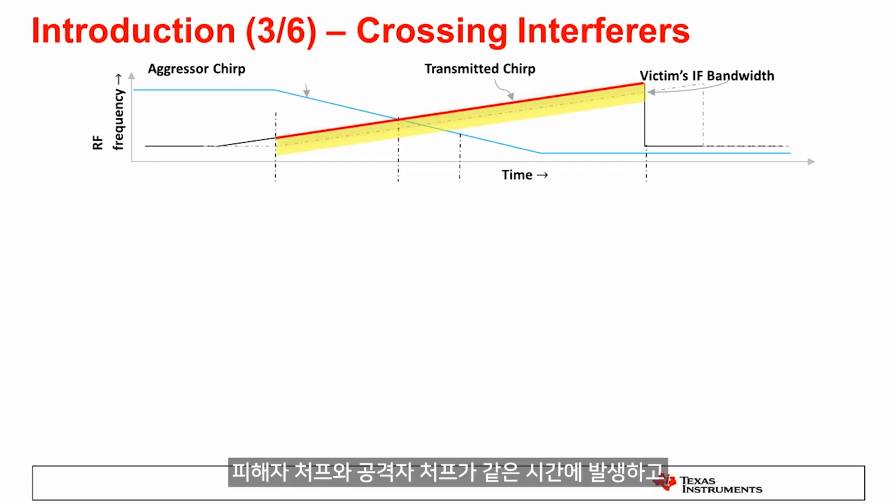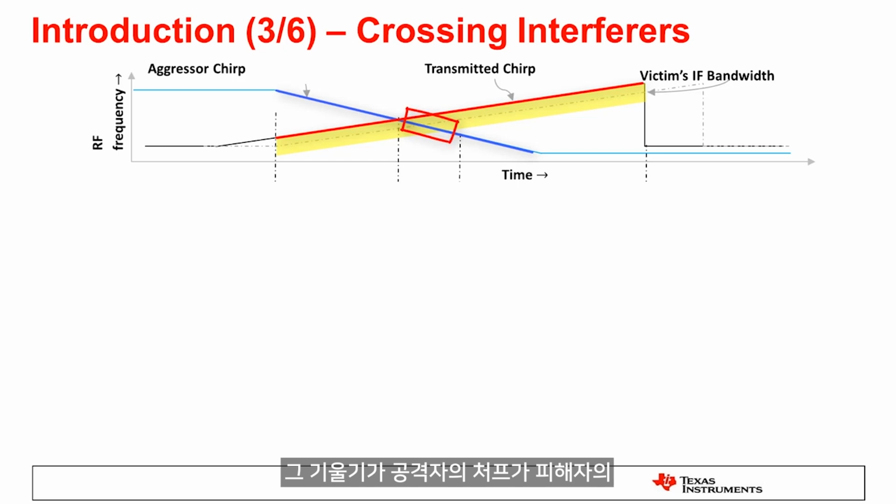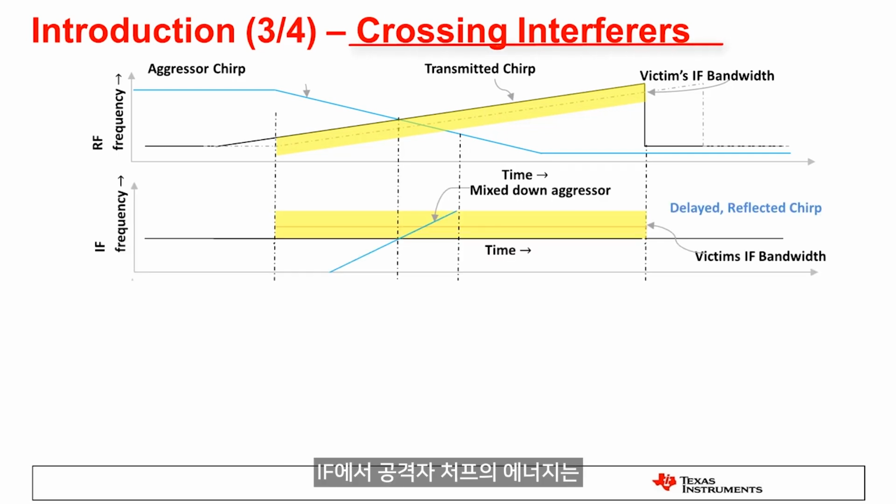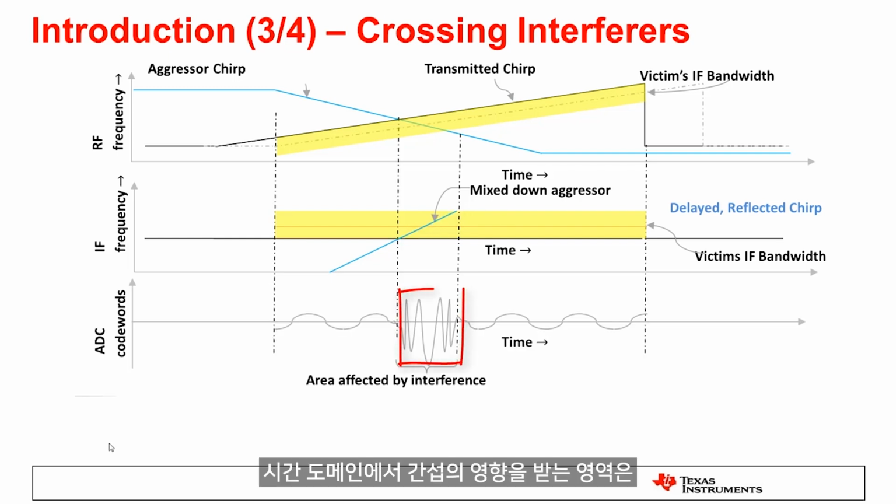In the event that a victim chirp and an aggressor chirp occur in the same time period and traverse the same bandwidth, if their slopes are such that the aggressor's chirp crosses the IF bandwidth of the victim, then we call the aggressor a crossing interferer. In IF, the aggressor chirp's energy is observed as a chirp that rapidly moves through the IF bandwidth. In time domain, the region affected by interference resembles a glitch.